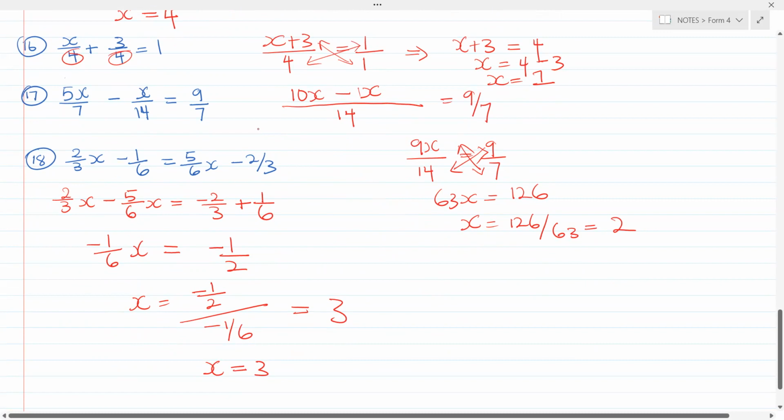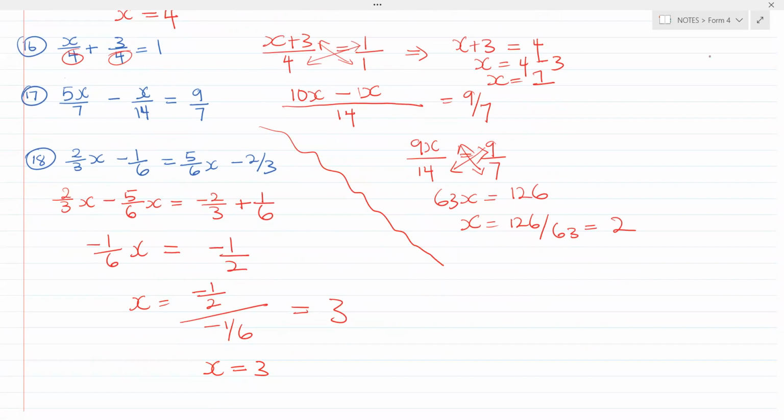So I hope that you all will continue to practice this and memorize your rules and all these different things for solving linear equations.